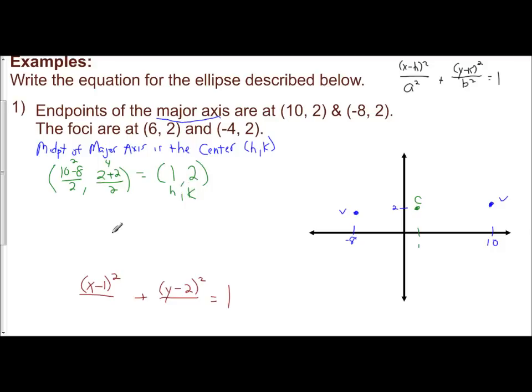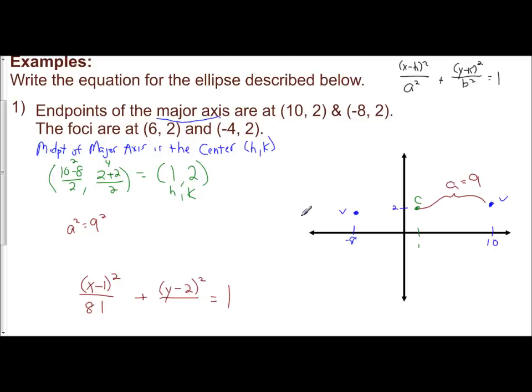Well, not only does it give me my center and allow me to write the numerators in my standard form, but we also need to remember our definitions. The distance from the center to a vertex on the horizontal axis is a. So what's the distance from 1 to 10? Now here, I can just count. I know the distance from 1 to 10 is 9. So a equals 9. So I have a squared, which is 9 squared, which gives me 81.